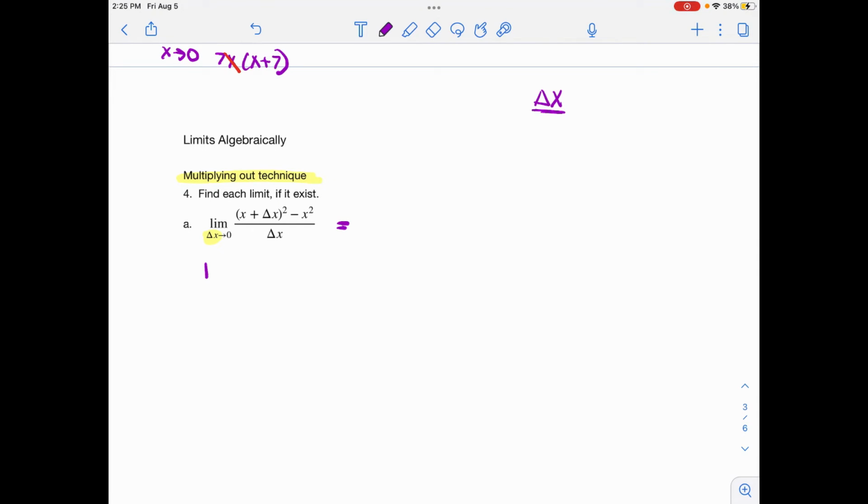So I'm going to try direct substitution first. So I get x plus, I'm going to replace delta x with 0, squared, minus x squared, over 0. That gives me x plus 0 is x, so that's x squared minus x squared, that's 0 over 0. So direct substitution gives me indeterminate form, so I need to try a new technique in order to evaluate this limit. And we're going to try the multiplying out technique.